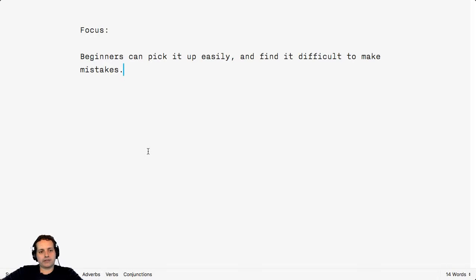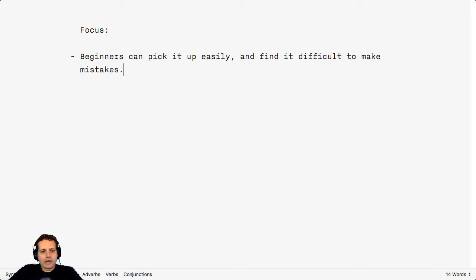So that's the thing. Okay, so focus. Beginners can pick it up easily and find it difficult to make mistakes. I think that's an interesting goal, because one of the things I really enjoy doing is writing tutorials for people about programming, and just trying to disambiguate the complexities of a language takes a lot of effort or energy, I guess, and if I can explain a language without having to say avoid this part of the language and avoid this part of the language, that seems like a good thing, right?